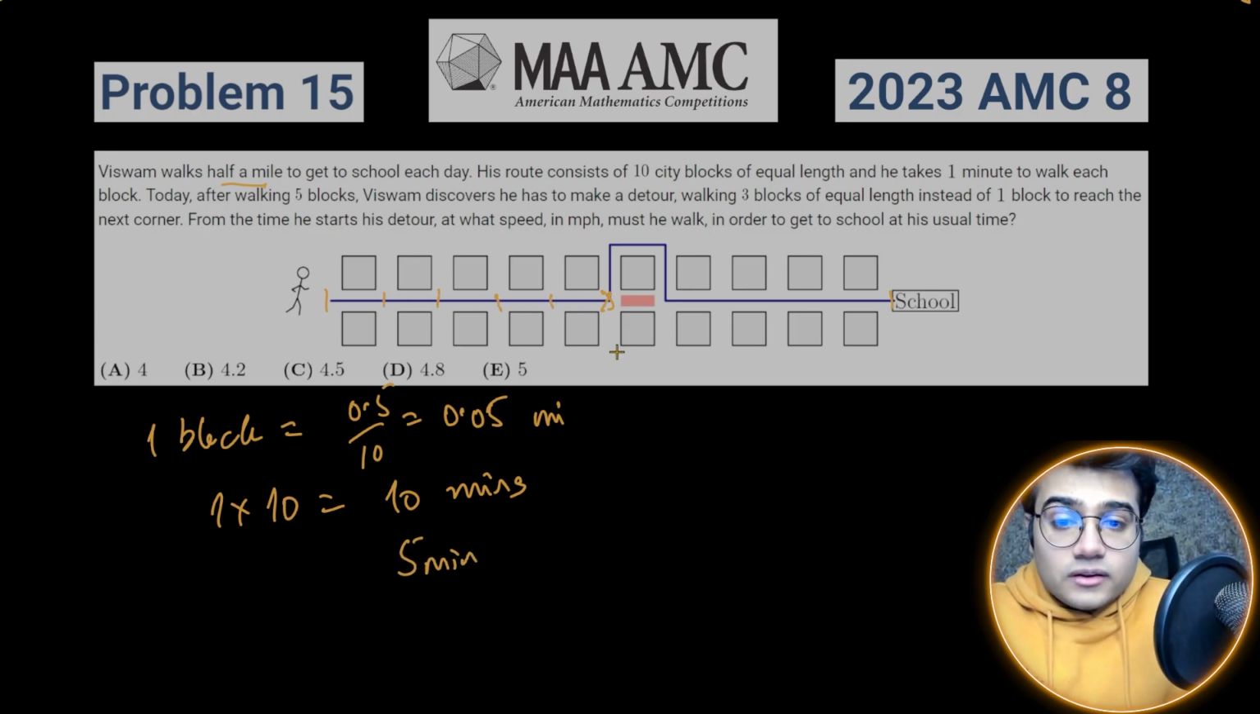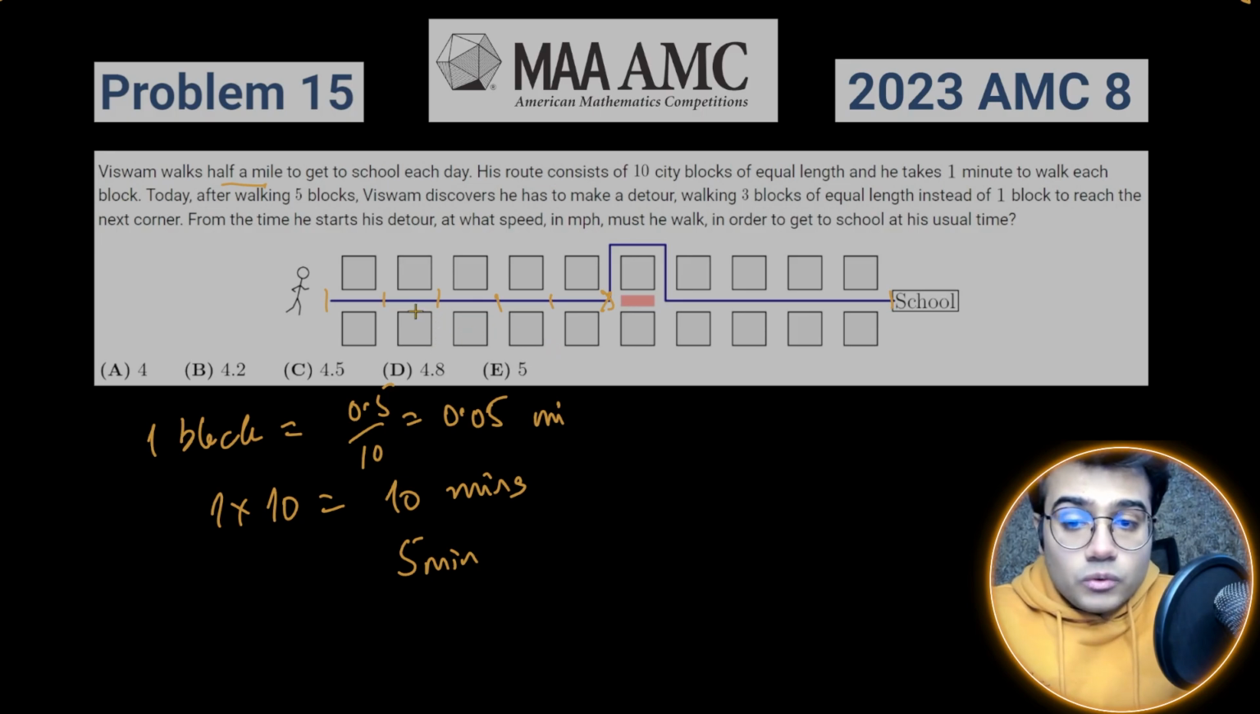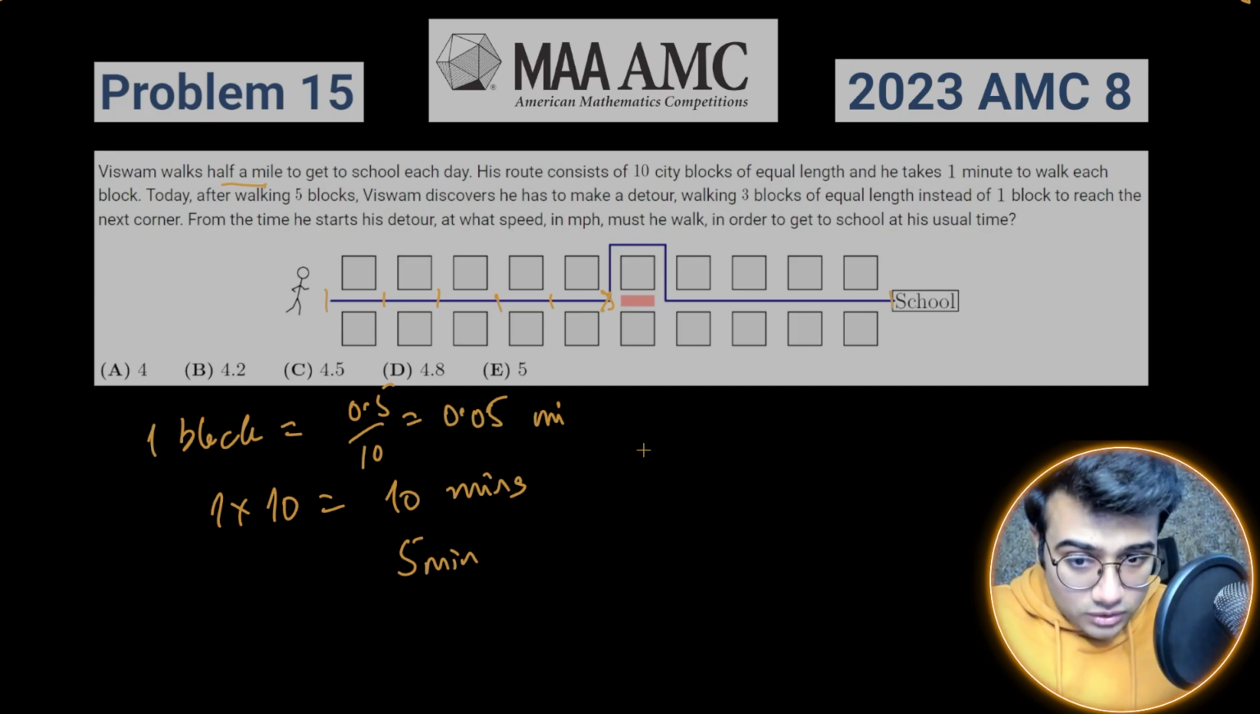And then there was a blockade. So he had to take a detour. But they want us to find out what his new speed should be so that he gets to the school at the usual time. That means the total amount of time it should take is still going to be 10 minutes. So we already walked for 5 minutes, so the rest of the journey should take 5 minutes as well.